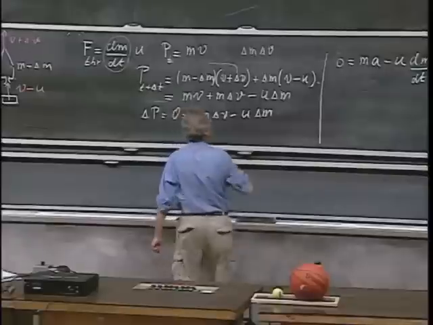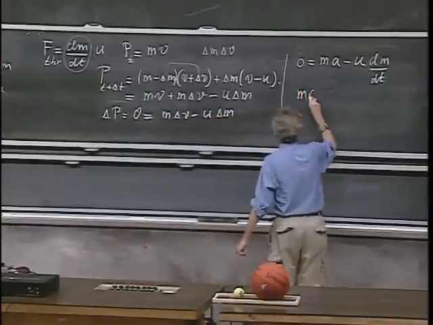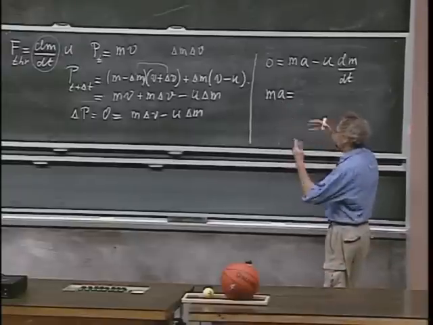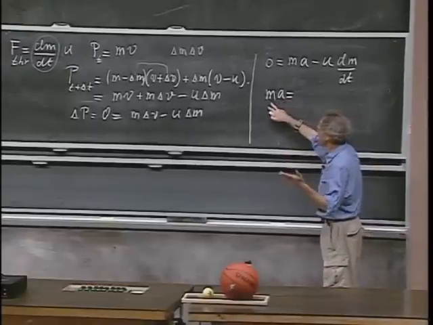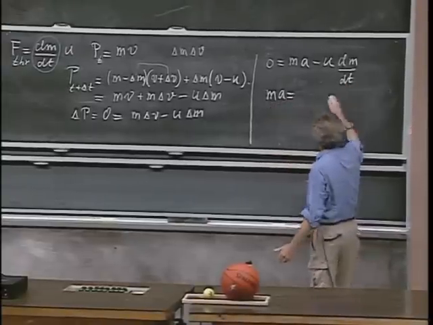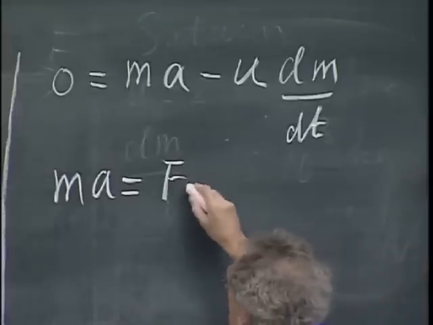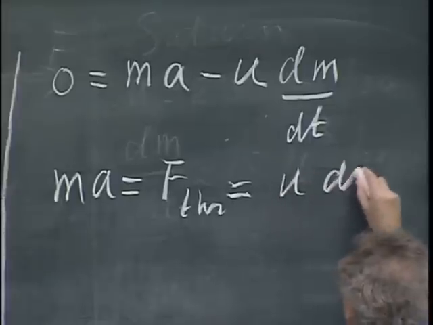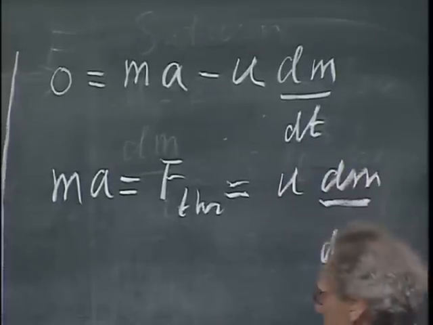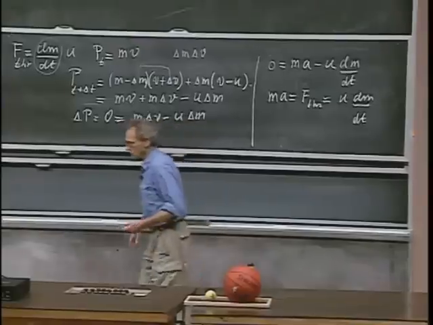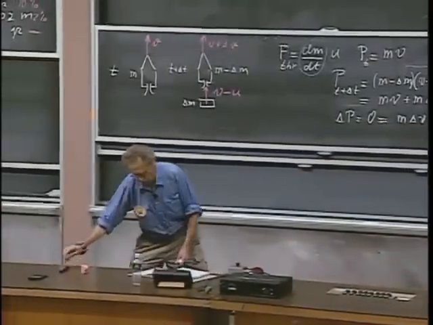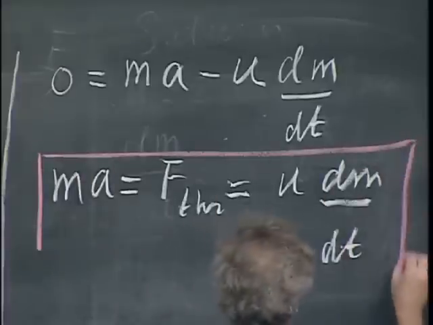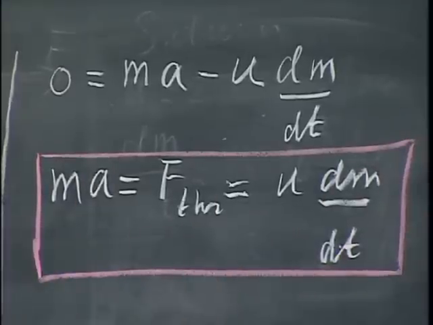on the rocket. So what you see here is something that is very easy to digest: ma, this is the acceleration of the rocket, this is the mass of the rocket at time t, equals the thrust of the rocket, and that equals u dm/dt. Some people call this the rocket equation. Now this is true if there is no external force on the system.